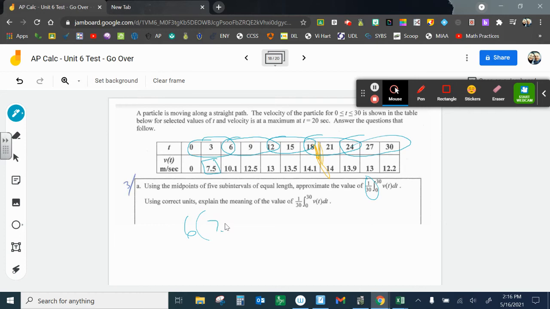So 7.5 is a height, 12.5 is a height, 13.5 is a height, 14 is a height, and 13 is a height. So this is going to give me the area under the curve. This 1/30th means what's the average value. So at the very end, I have to then multiply by 1/30th or divide by 30.